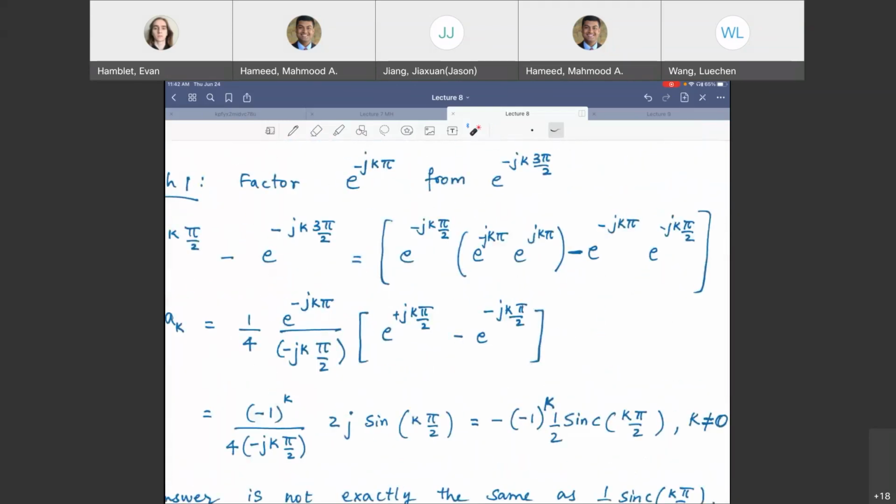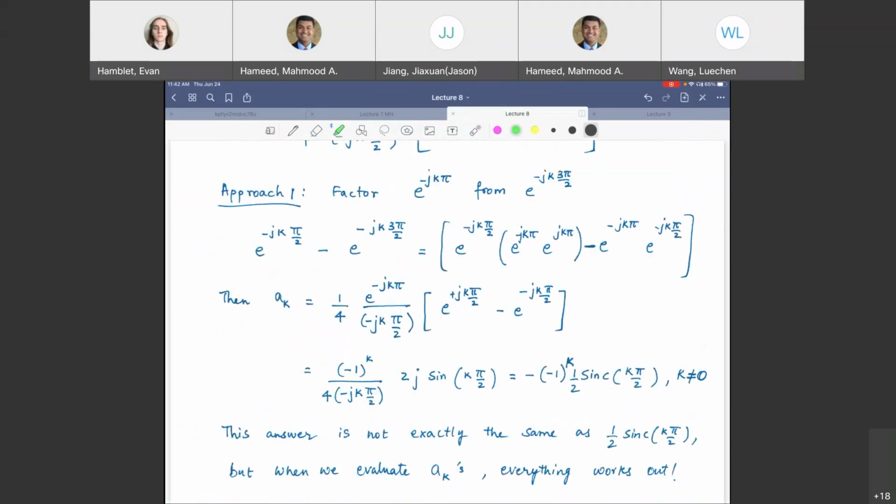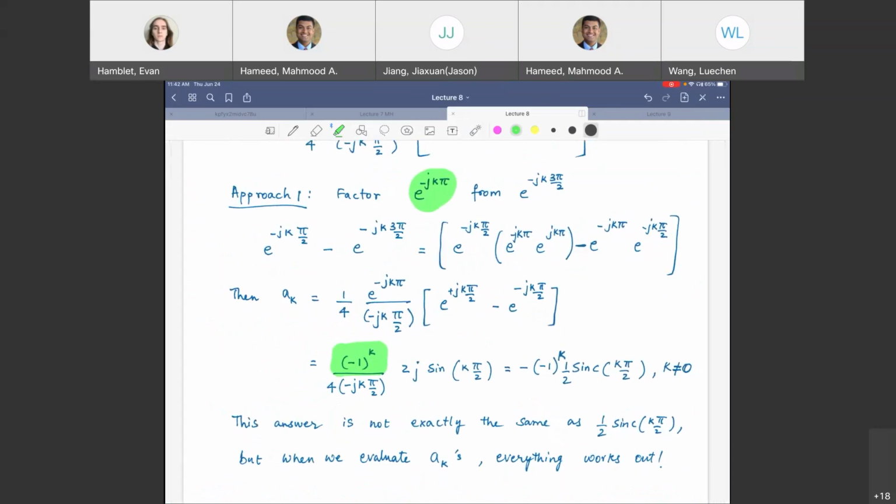So you see, when we pulled out e to the negative jk pi, we got a minus 1 raised to k for that. It is because of that reason. Most of the other steps, you guys should be fine.